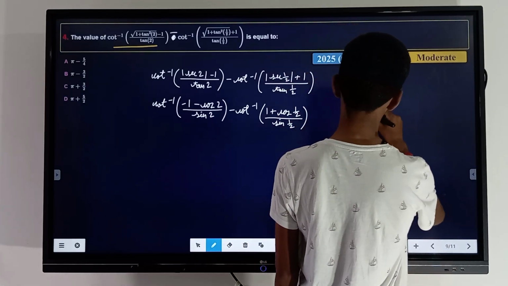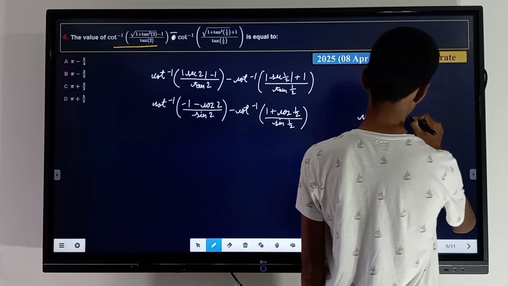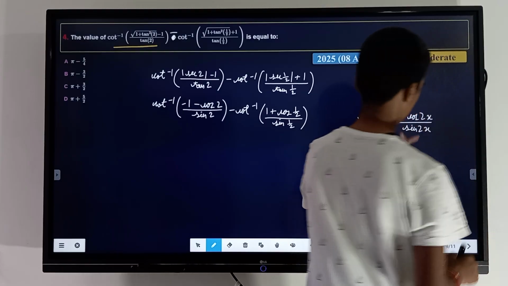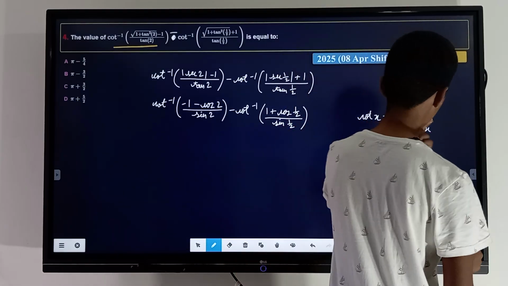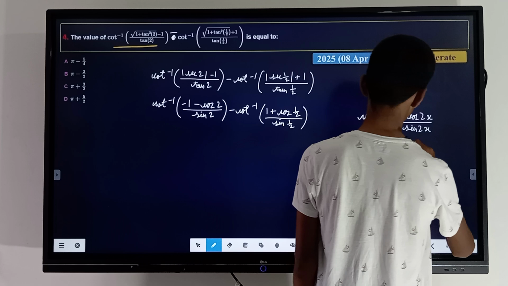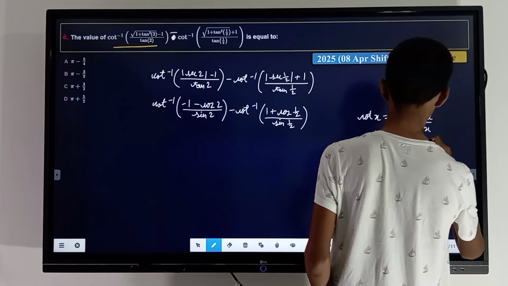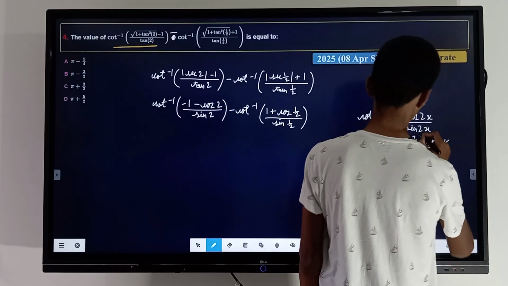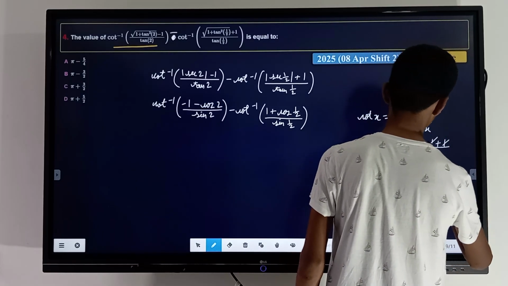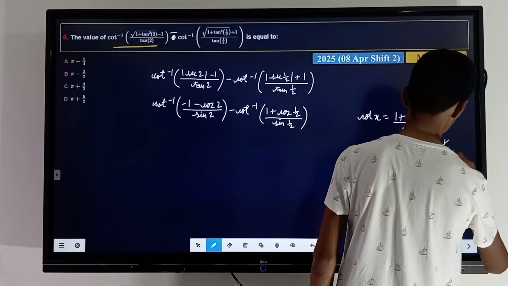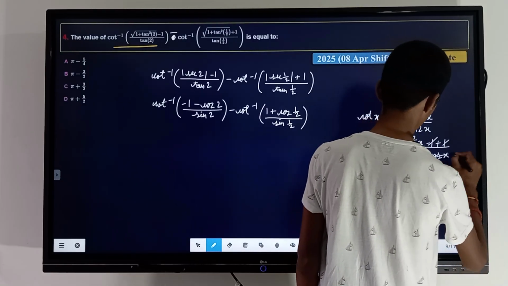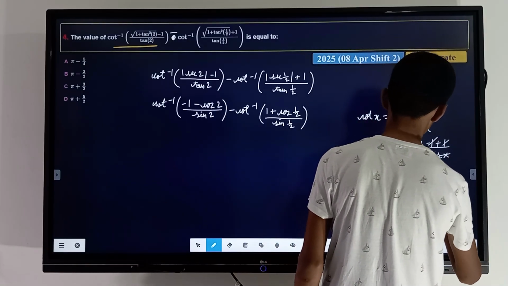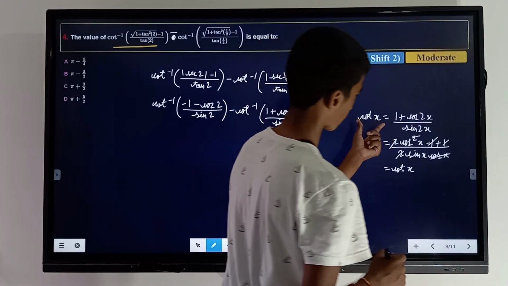Now, we can write cot x as 1 plus cos 2x upon sin 2x. Let me prove this. We can write cos 2x as 2 cos square x minus 1, and this plus 1, these two will get cancelled. Divided by, let's open sin 2x, 2 sin x cos x. 2 will get cancelled, cos x will cancel the power. Cos x upon sin x is equal to cot x. So from here we can say cot x is equal to this.